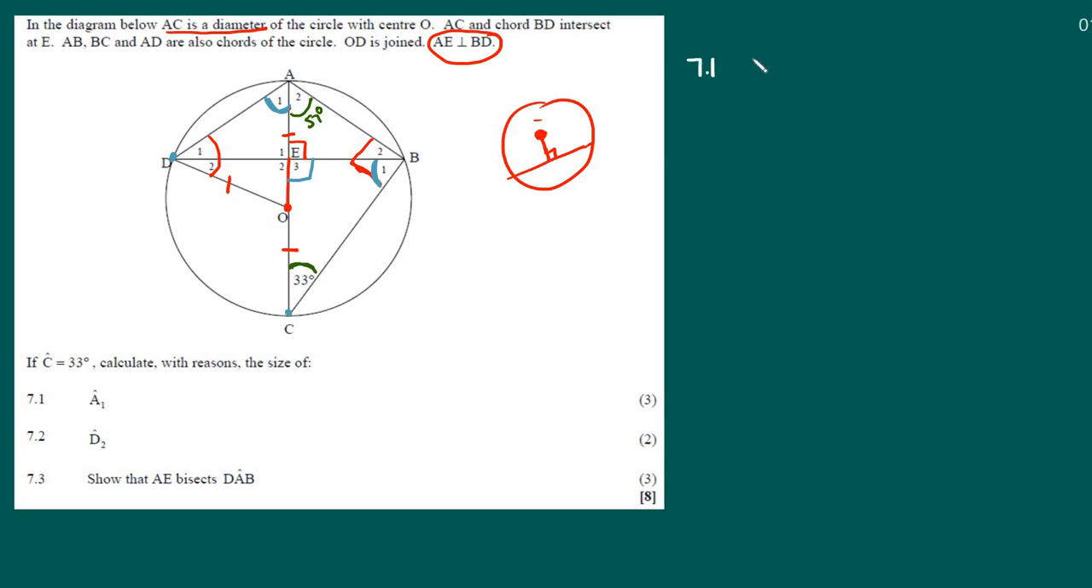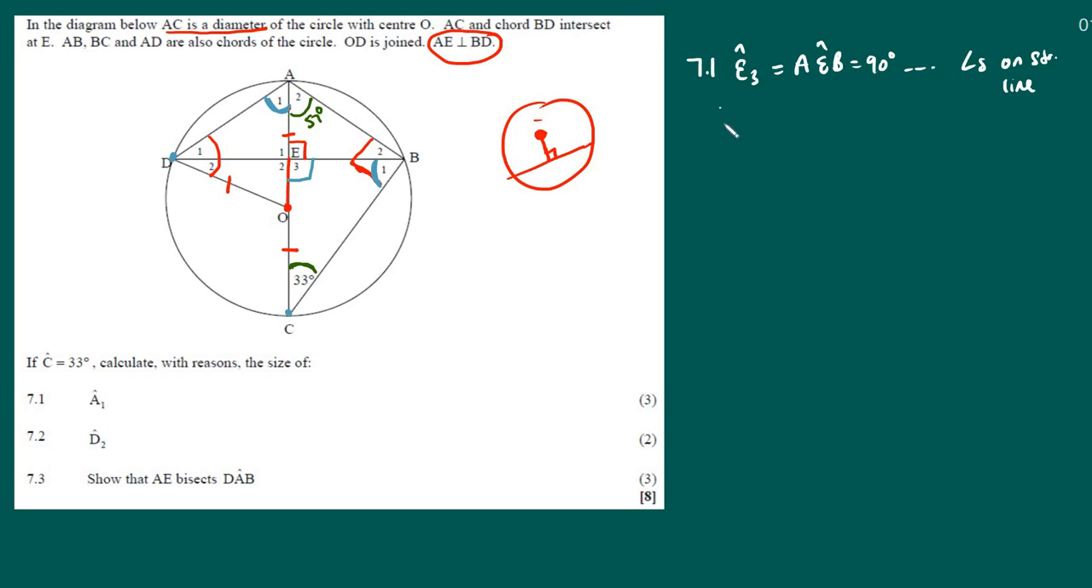Perfect. That is it. So for 7.1, you start by saying angle E3 should be equal to angle AEB, right? And both will be 90 degrees because of sum of angles on a what? On a straight line. So when you add them, you will get 180. So that's why E3 should be 90.